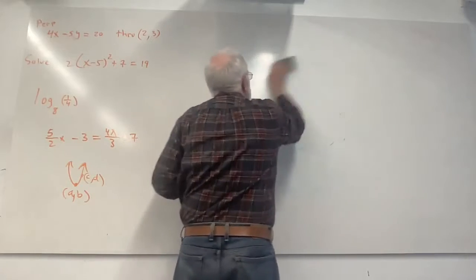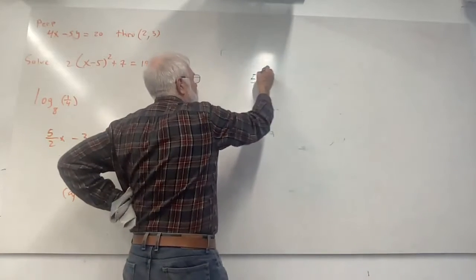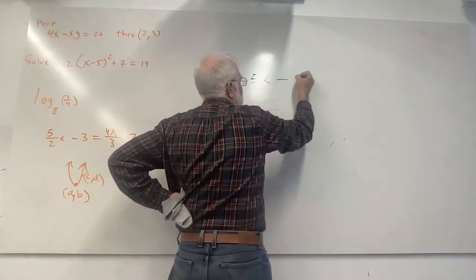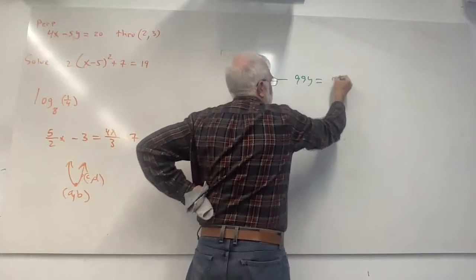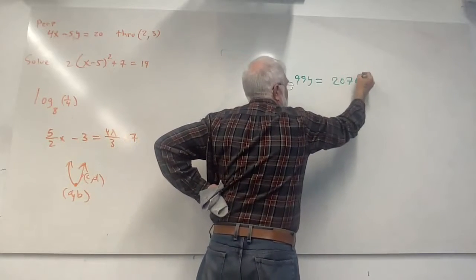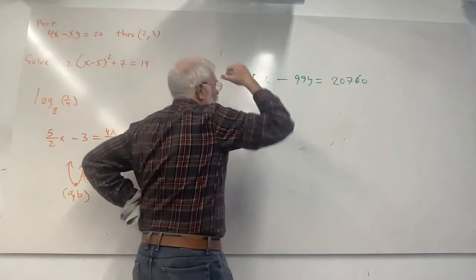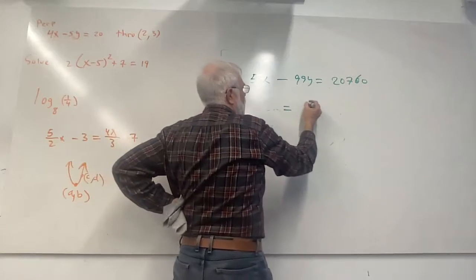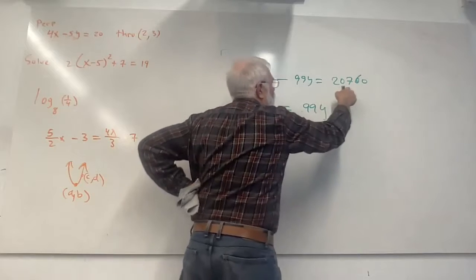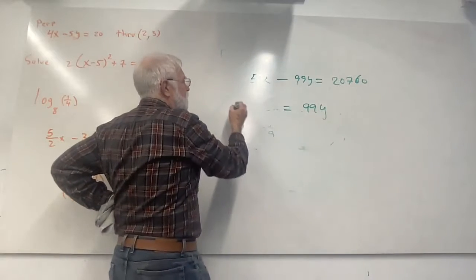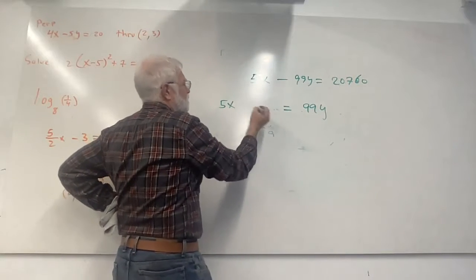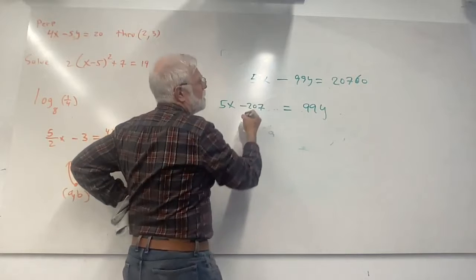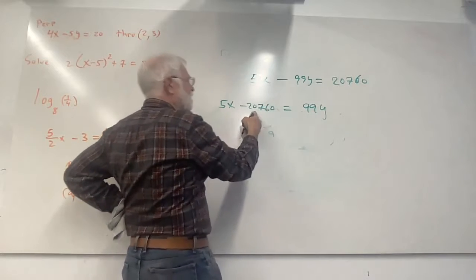Number 4. I don't know if there's any way I can do this differently that would be interesting. So 5x minus 99y equals 2,760. I don't know. So what are we going to write? We're going to write minus 99y. I'm going to put on the other side as 99y. I'm going to bring 20,760 to this side. You can see it really doesn't matter. 20,760. Who cares what that is?